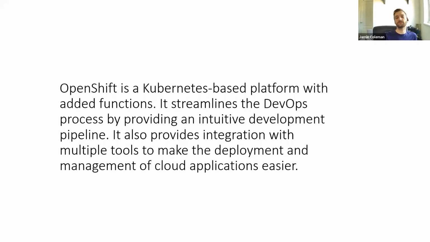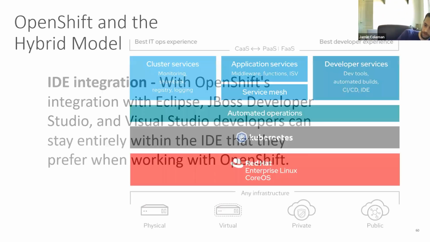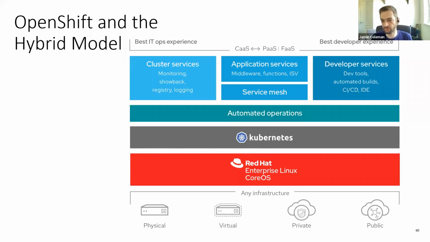So what is OpenShift? It's a Kubernetes-based platform with a load of added functions, and it allows you to integrate with lots of different things. I will talk about why I think OpenShift is important personally. There are loads of different IDE integrations, so you've got Eclipse, JBoss Developer, Visual Studio, etc. You can pretty much develop from your IDE and never have to leave it, which is, in my opinion, great, because then I don't have to bother going to all these different systems and managing user access.